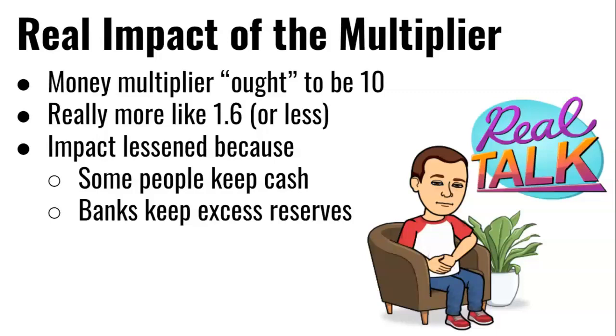Now, why? Simply because people sometimes keep cash. Banks keep excess reserves. Sometimes money is deposited and not immediately lent out to somebody else who then immediately spends it and hands it to someone who immediately lends it out again. So there are some breaks in the system that slow the money multiplier down from what its theoretical level ought to be.